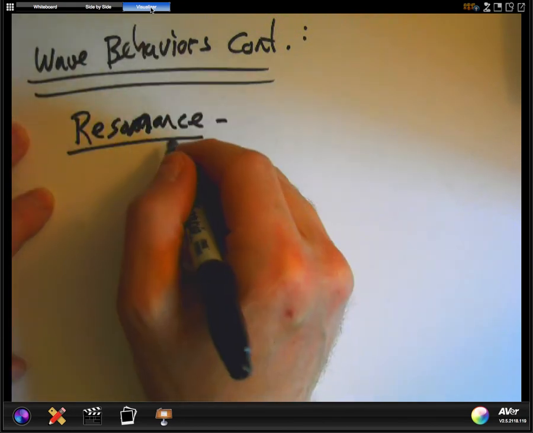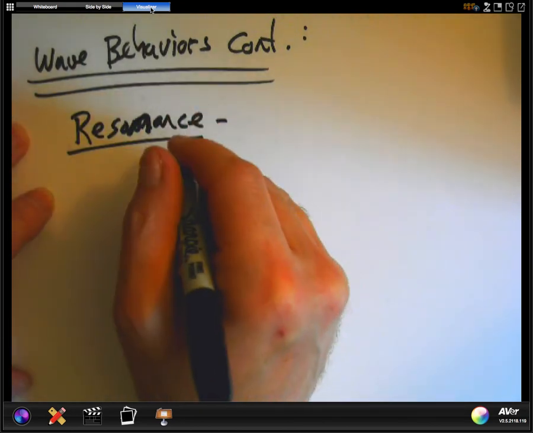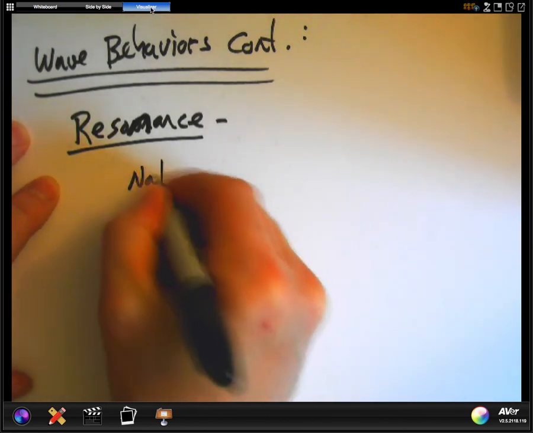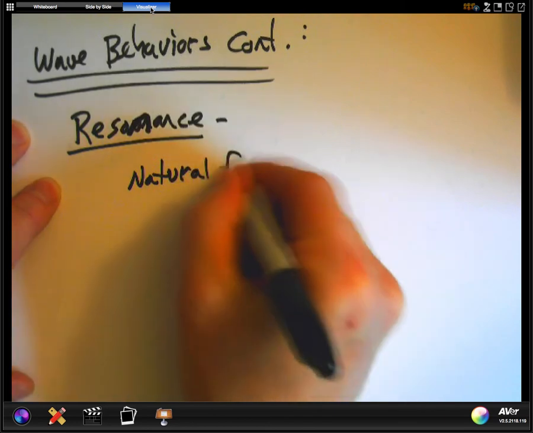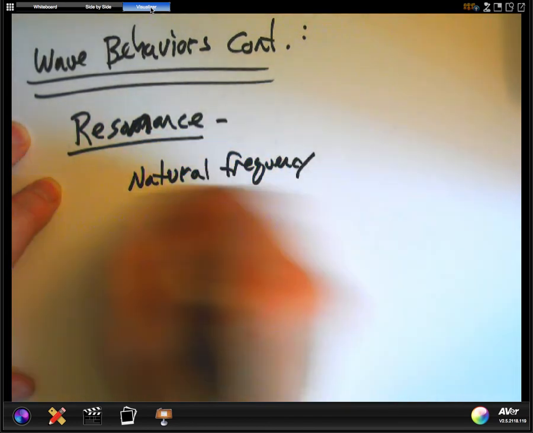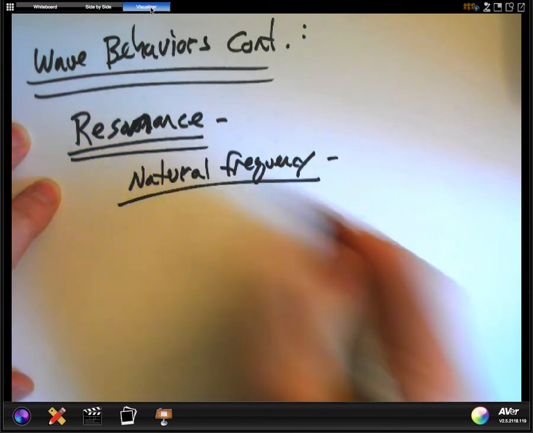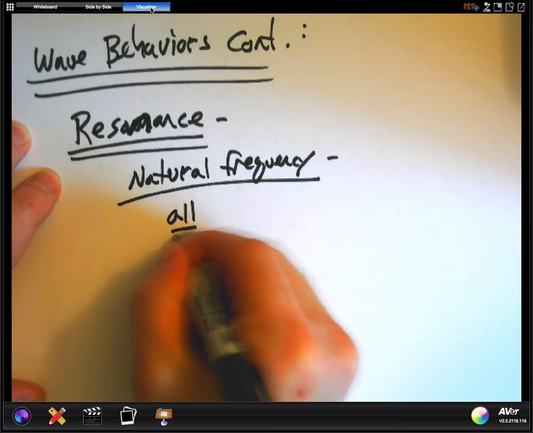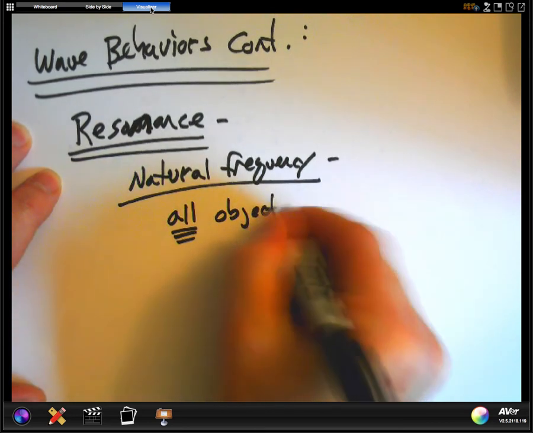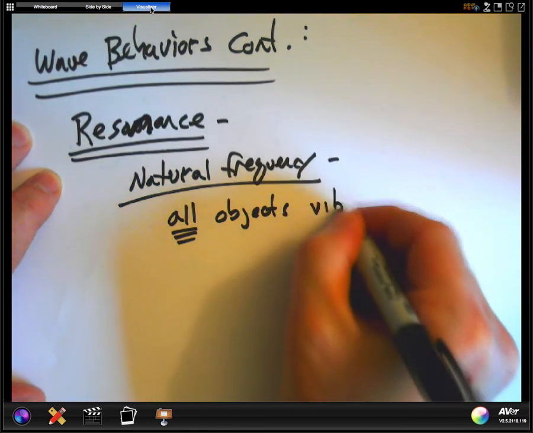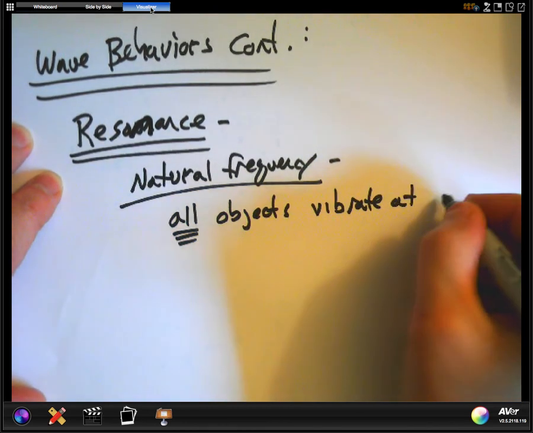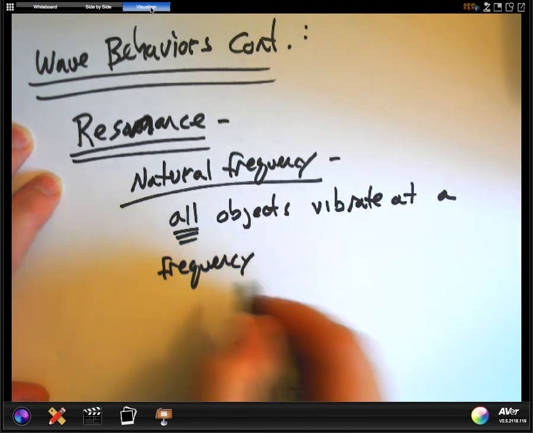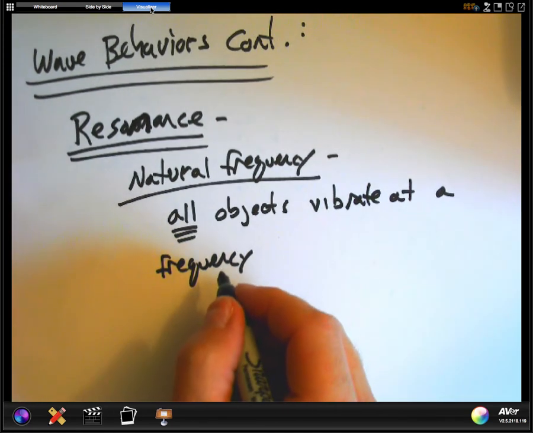To explain resonance, we have to talk about a couple different ideas first. And so the first little bit of this is something called natural frequency. A natural frequency is to say that all objects, and literally the word all, so remember what frequency means. Frequency is the number of oscillations per second.